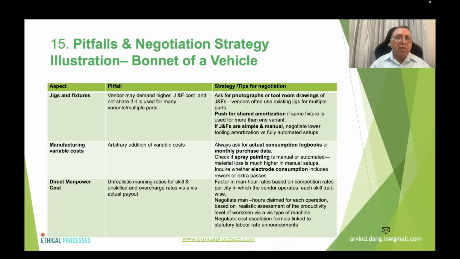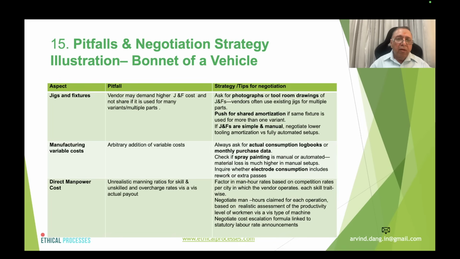Jigs and fixtures. The vendor may again demand a higher jig and fixture price. The strategy here is to ask for photographs or tool room drawings and push for shared amortization if the same fixture is being used for more than one variant, and if jigs and fixtures are simple and manual, negotiate a lower amortization cost. Manufacturing variable cost. The vendor may ask arbitrary costs, so always ask for the actual consumption, logbooks or monthly purchase data. This is challenging, but it has to be done.